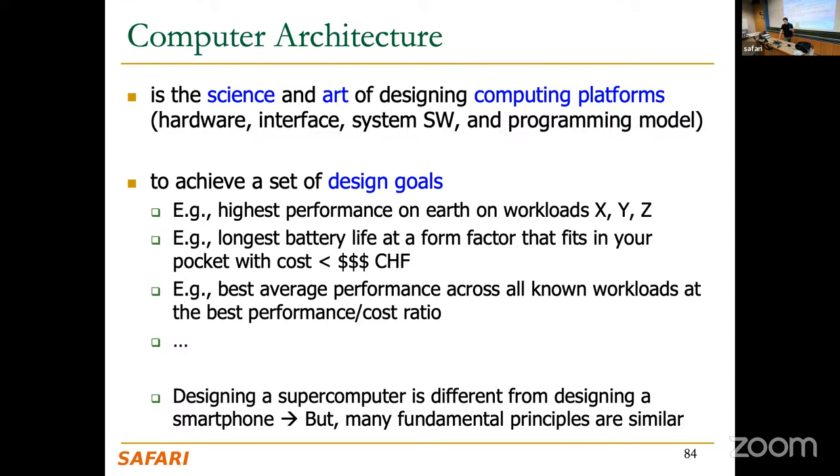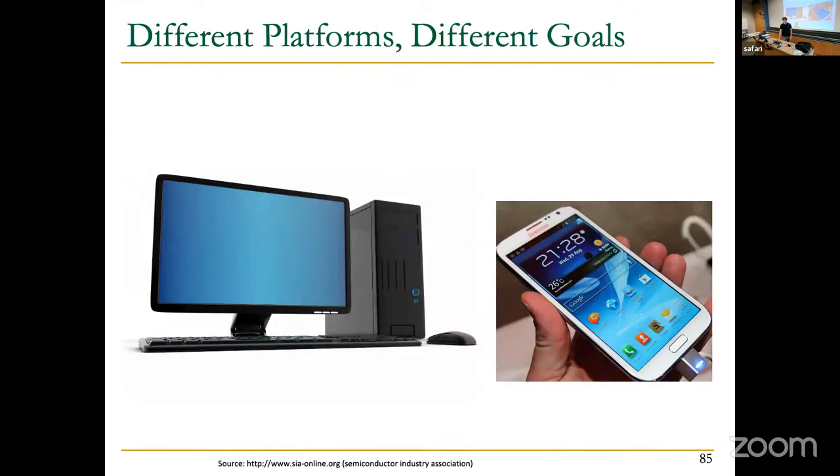So those fundamental principles are going to be covered in this course, and we are going to give you many different examples of how to optimize systems for specific goals. And here you have different examples of these platforms with different goals, like a desktop processor, a desktop system, or a cell phone. If you think about them, they are different, right? They have been designed for different purposes, at least in principle, but at the same time, they have many similarities.